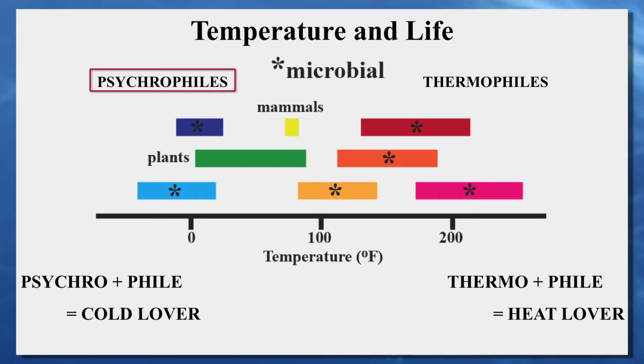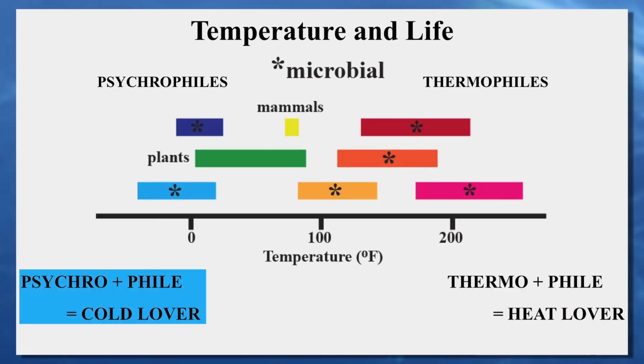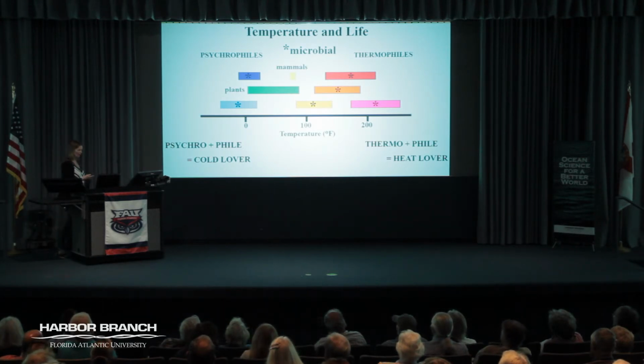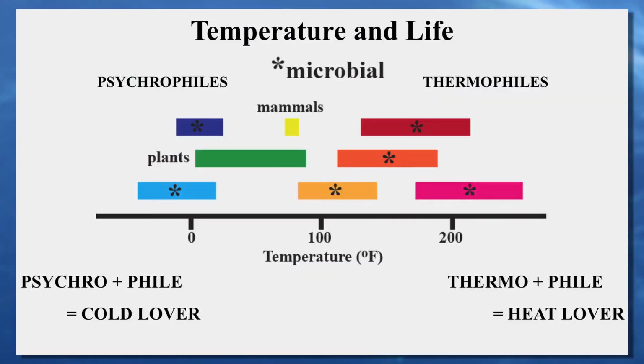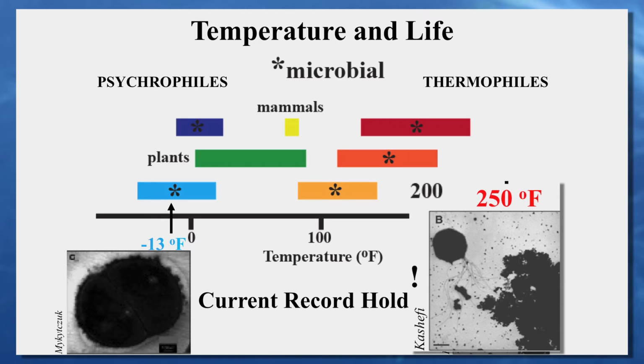from the very cold, or the psychrophiles, to the very hot, the thermophiles. These microbes, their names might be a little bit obvious here, but at the hot end, these are heat lovers, and over here, we have cold lovers. This is a very interesting area of research where scientists are constantly trying to push the limits in either direction, both hot and cold. The current record holder at the hot end grows at about 250 degrees Fahrenheit.